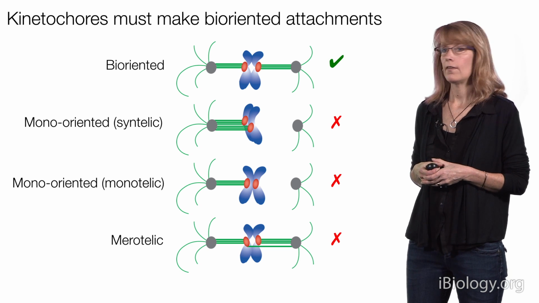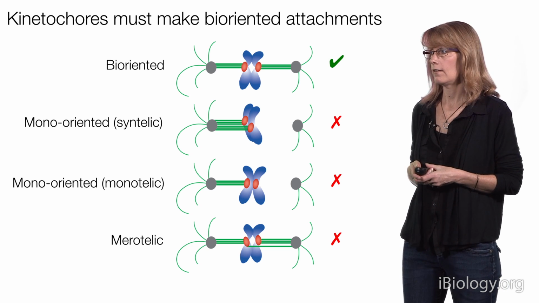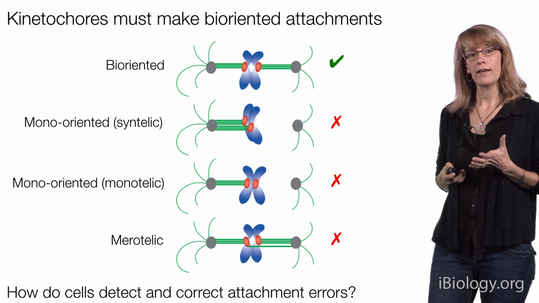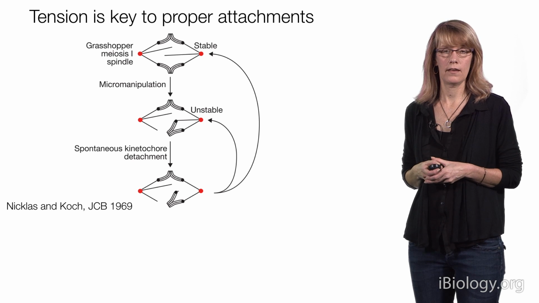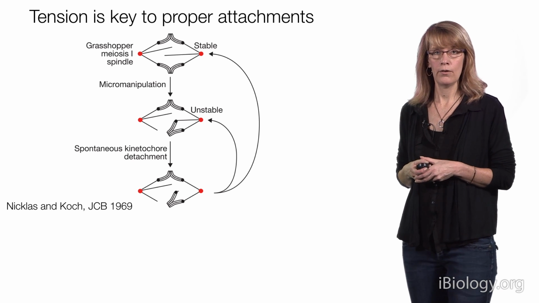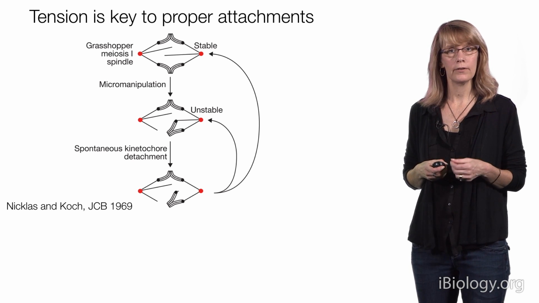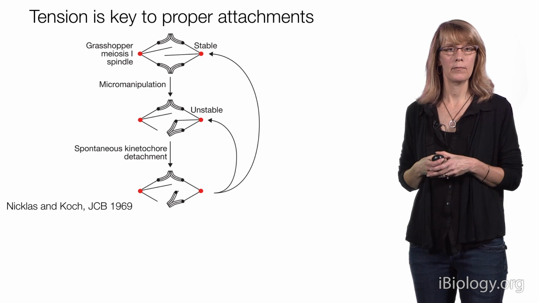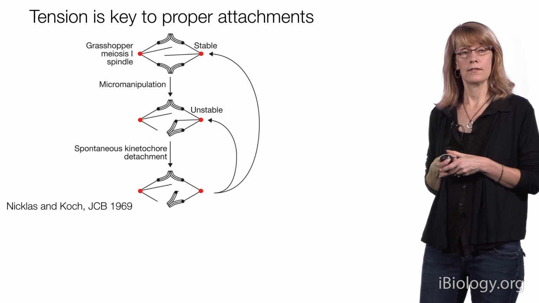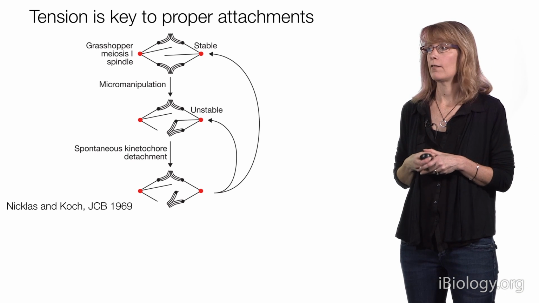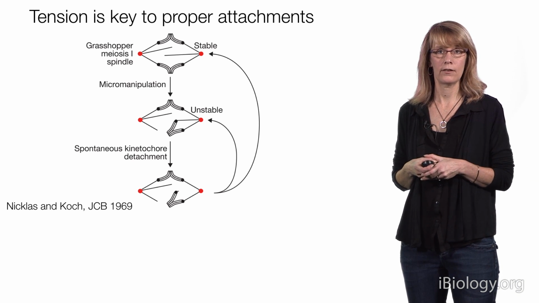And it's essential that the cell can detect and correct these errors. And so how can cells detect and correct these errors? It turns out that tension is the key. Now, Dietz originally noticed that chromosomes would continually reorient on the spindle until they became stably bioriented. And then Bruce Nicklas really did the pioneering experiment to show that that's because tension is stabilizing the attachments.